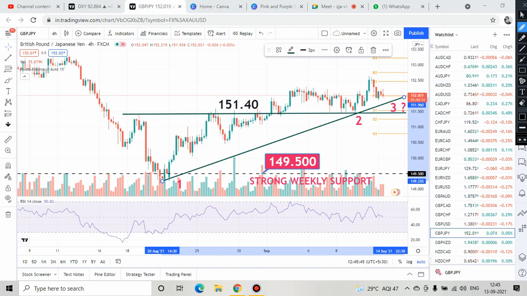Let the market come down and test this support here. When the market comes down and hits the trend line, just observe the price and see how it behaves. If, just like the previous times, you find the market taking support and bouncing from the trend line, then you get the confirmation that this trend line is the new dynamic support for GBP JPY, and you can immediately go for a buy.